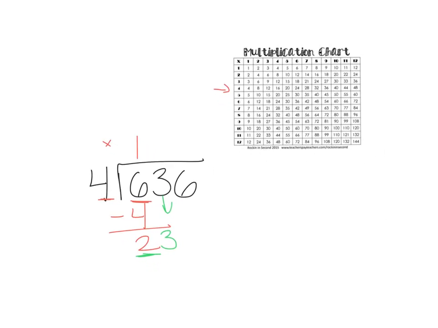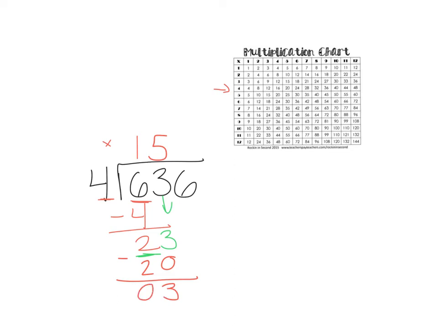So, how many groups of 4 can we make with 23? Looking at our 4, we know that 4 times 6 is 24, so that's too big. But 4 times 5 is 20, so that's going to be the closest we're going to get. So, at the top, we can go ahead and put our 5. 5 times 4 is 20. And now we subtract. 23 minus 20 is 3.